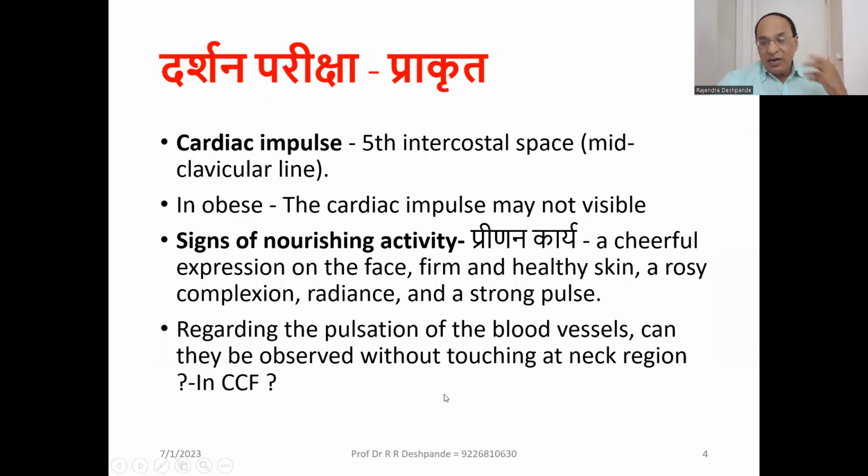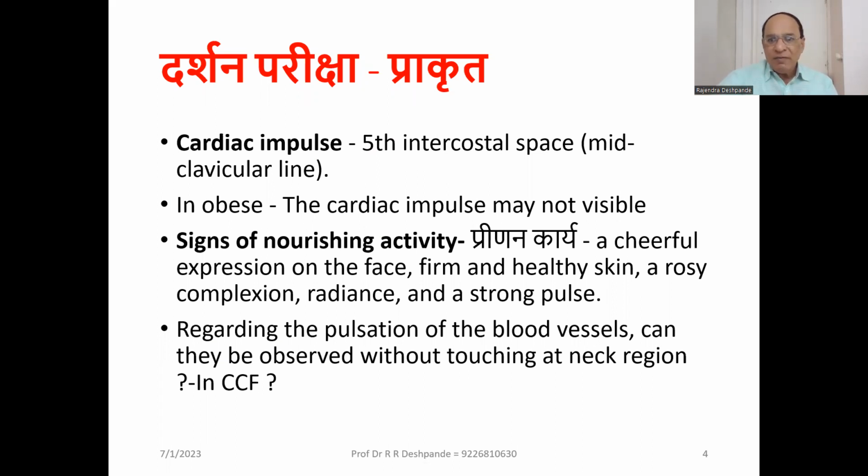Next, Darshana Pariksha, we will continue with the Rasavaha Srotas. First, you have to give importance to the heart. So cardiac impulse, as you know, is at the fifth left intercostal space, mid-clavicular line. This is the place where you can get the heartbeat. You can see the beat, you can palpate the beat. In an obese patient, for example, cardiac pulsations may not be visible because of the deposition of fat on the chest. Signs of nourishing activity, which is called Prinana, instant energy, a cheerful expression on the face, then firm and healthy skin, a rosy complexion, radiance, and a strong pulse. This indicates that your Rasadhatu or Rasavaha Srotas is of good quality.